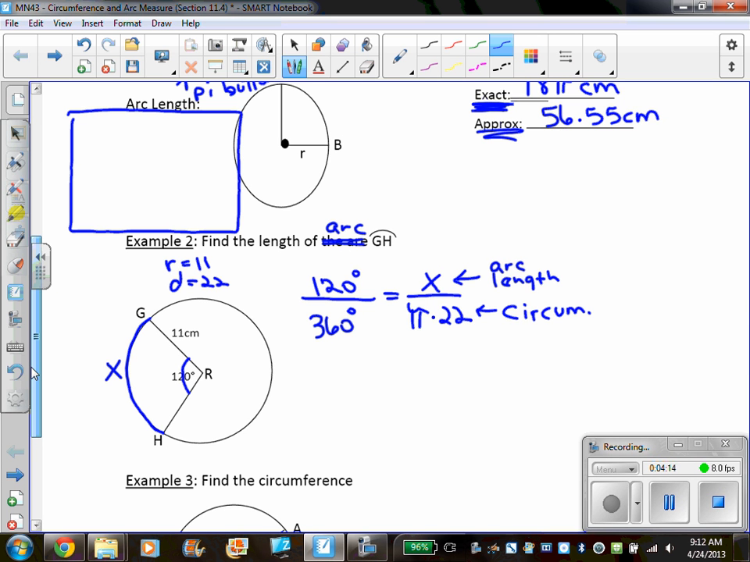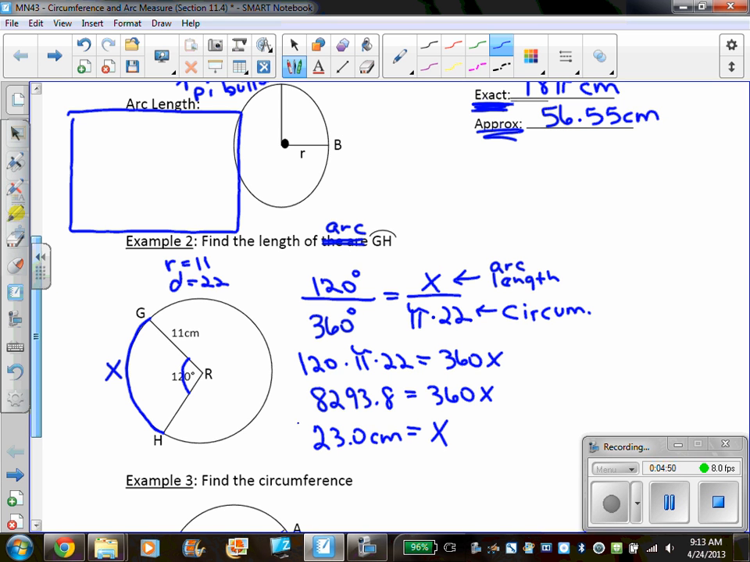Okay, so to solve any kind of proportion, we've done it a million times. We cross multiply, so 120 times pi times 22, which is going to equal 360 times x. So if you go 120, use the pi button, times 22, you end up with 8,293.8, which is equal to 360x. Divide out 360, and you'll get that your length of your arc is 23.0 centimeters. So the length of the arc is 23 centimeters.